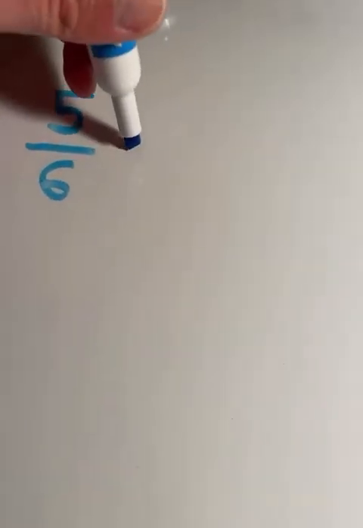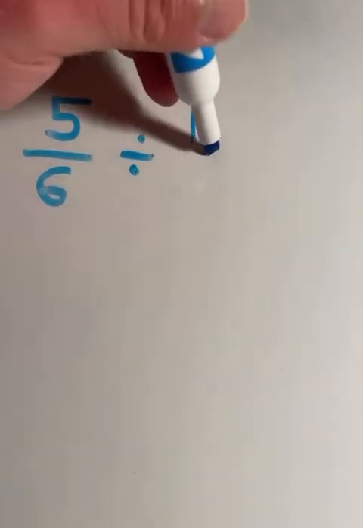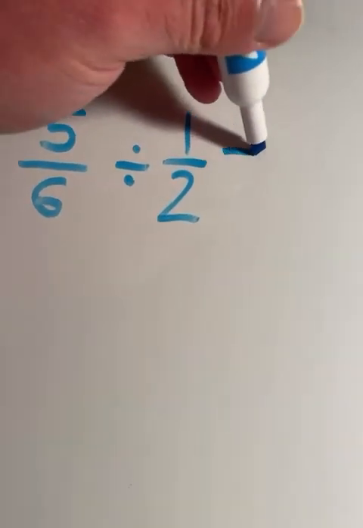So dividing fractions is basically multiplying fractions with an extra step in the beginning. So let's say we have 5/6 divided by 1/2.